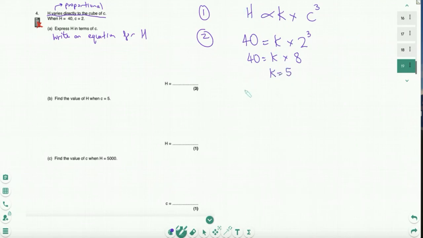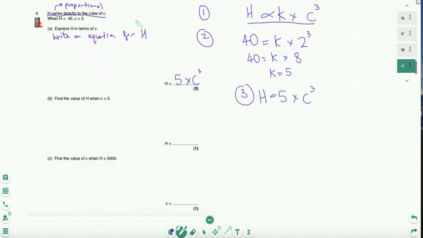And then step 3, we're going to write our equation based on the first step. So h, it's an equation, so it has to have an equal sign. We know k is 5, so h equals 5 times c cubed. And that's our answer for part 1. So we just use our 3-step framework again. H equals 5 times c cubed.